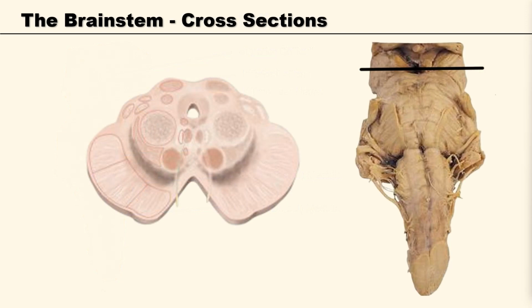We will be readdressing the brainstem in future videos, so for now let's have a quick look at the cross-sections of what we expect to find at various levels. This slice has been taken from the midbrain. We can see the oculomotor nerves emerging from their nucleus.